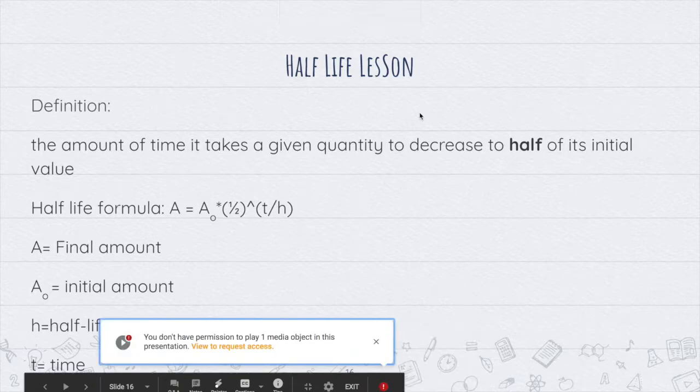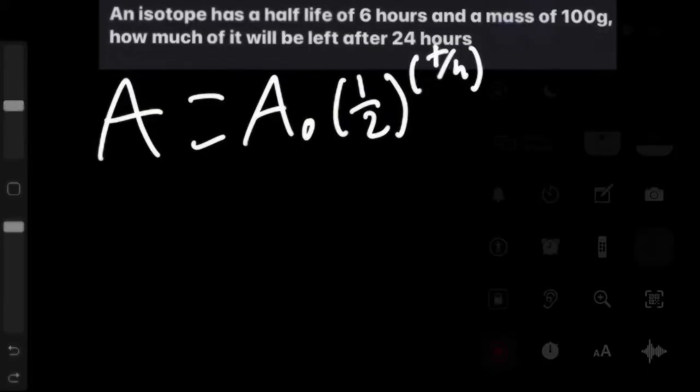Hello, today I'm gonna be teaching you about the half-life. First off, the half-life is the amount of time it takes a given quantity to decrease to half of its initial value. So this is the formula we're gonna be using, which is final amount equals initial amount times 1/2 to the power of time divided by half-life.